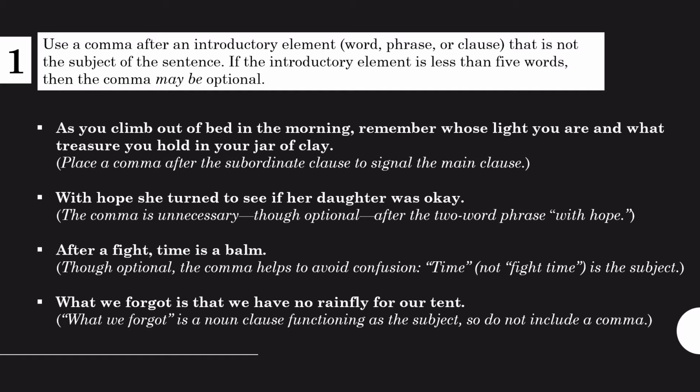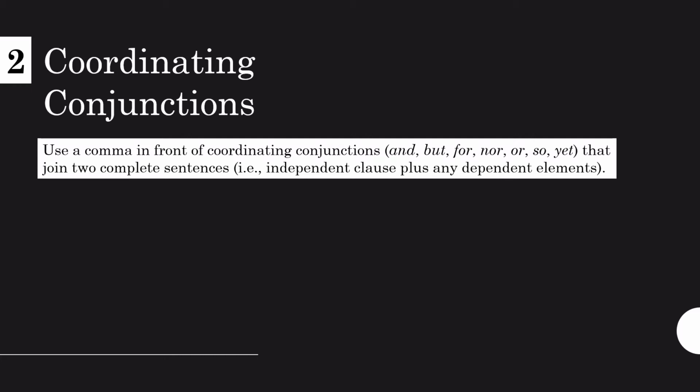What we forgot is that we have no rainfly for our tent. What we forgot is a noun clause functioning as the subject, so no comma is necessary. Noun clauses can be tricky, but if you take your time and identify the subject and verb of the independent clause, you should be able to recognize that no comma is necessary, even though you might feel like there should be one. The second commandment of proper comma usage involves commas with coordinating conjunctions.